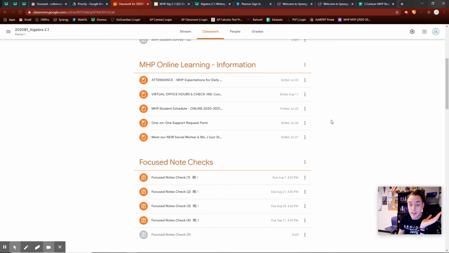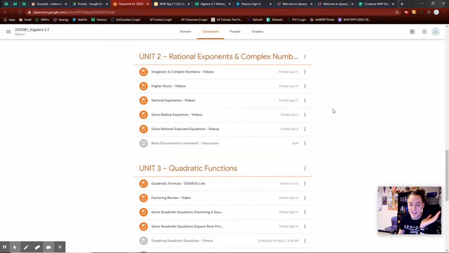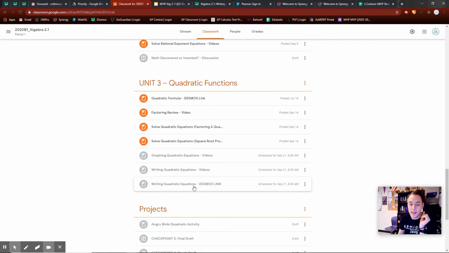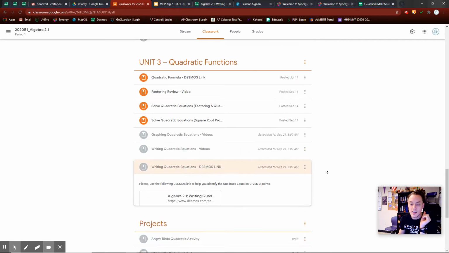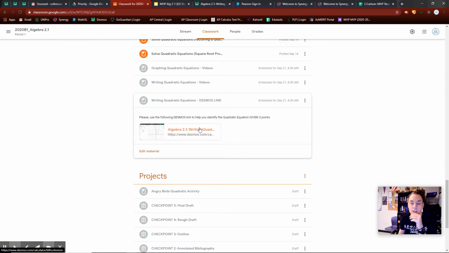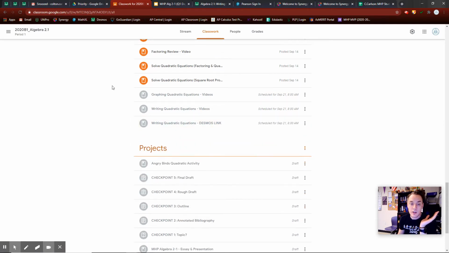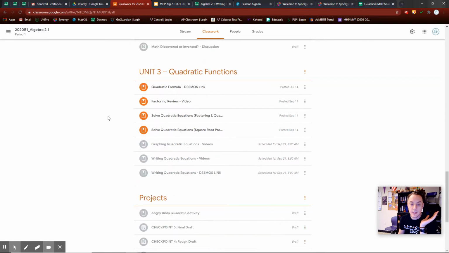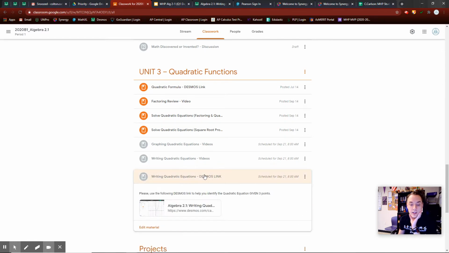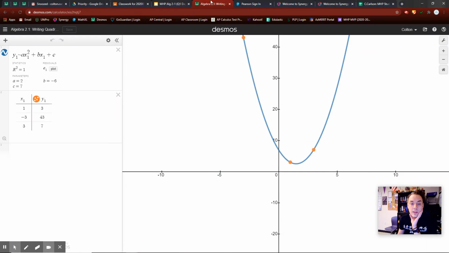Okay. Classwork page. Go down to Unit 3. It's going to be right here, Writing Quadratic Equations, Desmos link. All you have to do is click on that. It'll come up on Monday, 8 a.m. Okay? Click on that, and then you can save it to your account. That's where it's at. So Unit 3, down here at the Classwork page, scroll down right underneath the Writing Quadratic videos. You're going to do that.